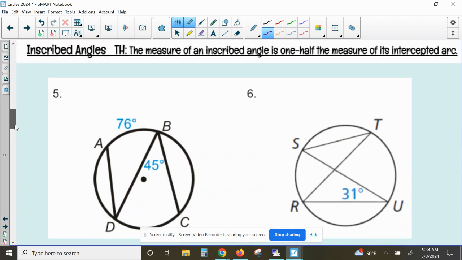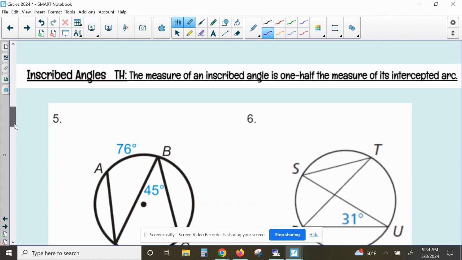Just go to 5. Now, 5 has the note up here, the note that we had written on our other paper already. Inscribed angles, the angle is half the measure of the arc. We've already written that down, but you might want to highlight that, circle it, do something so you remember that it's also on this foldable.